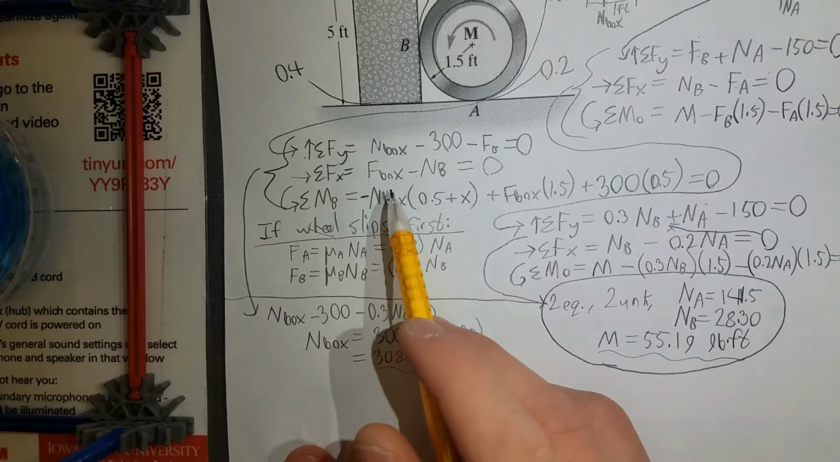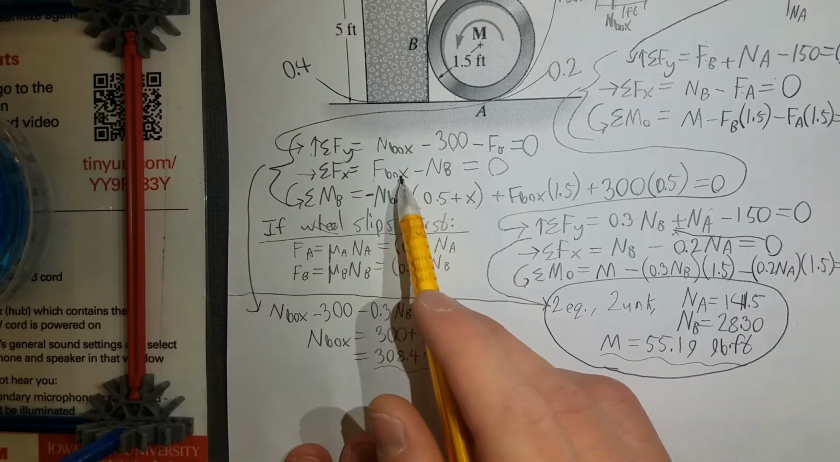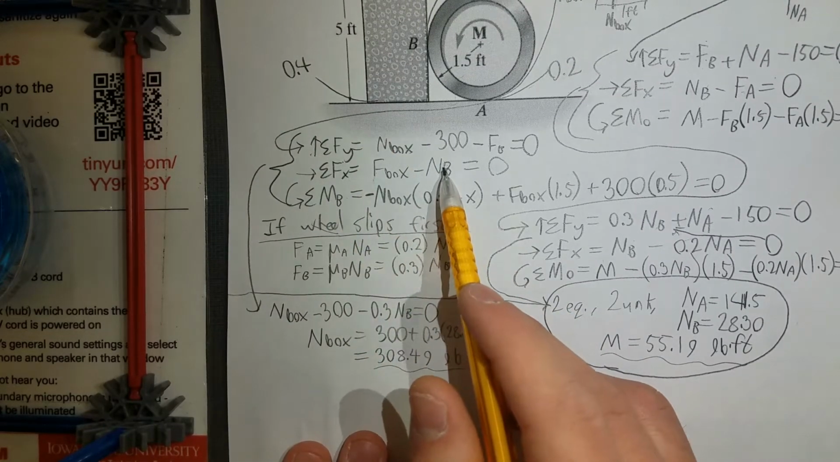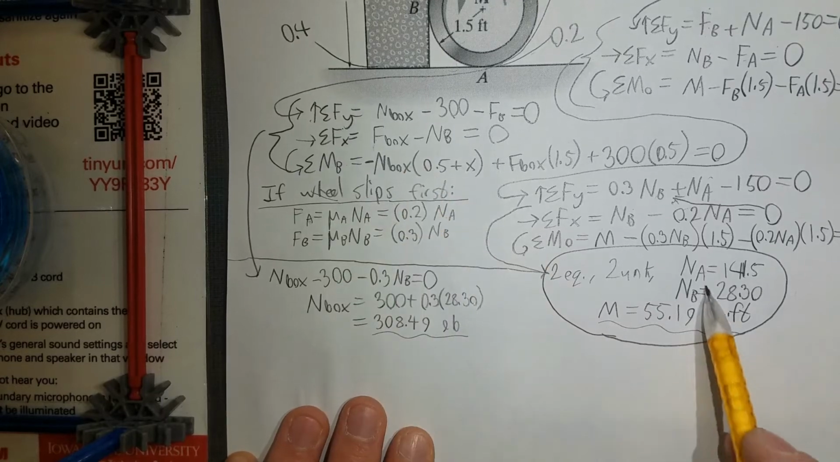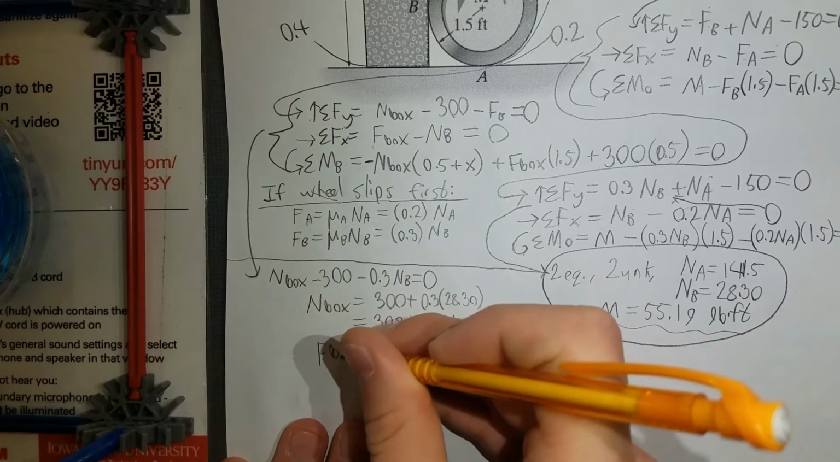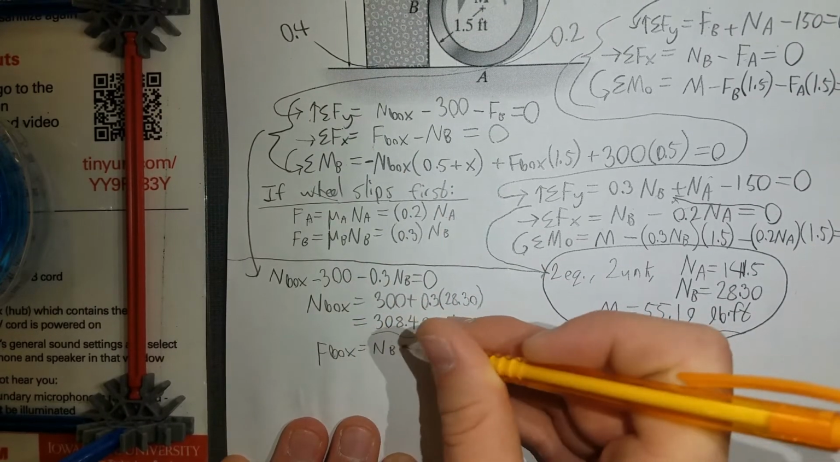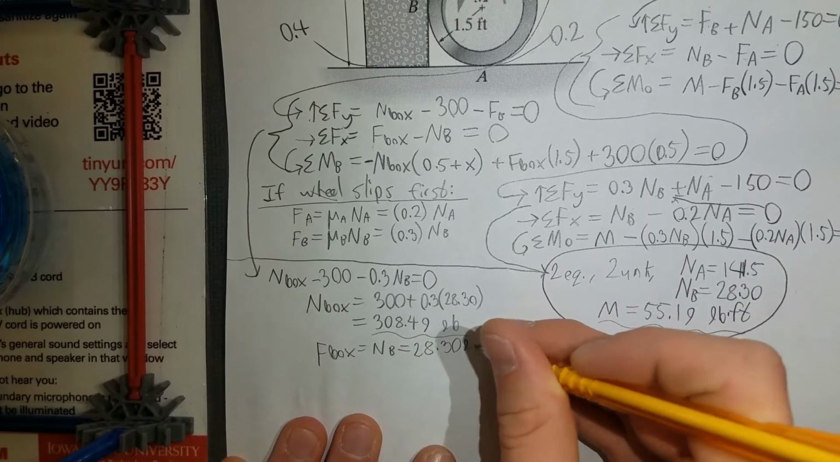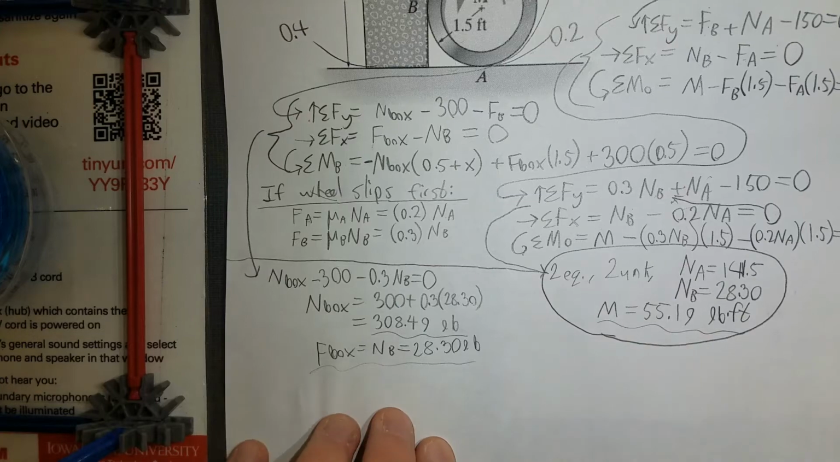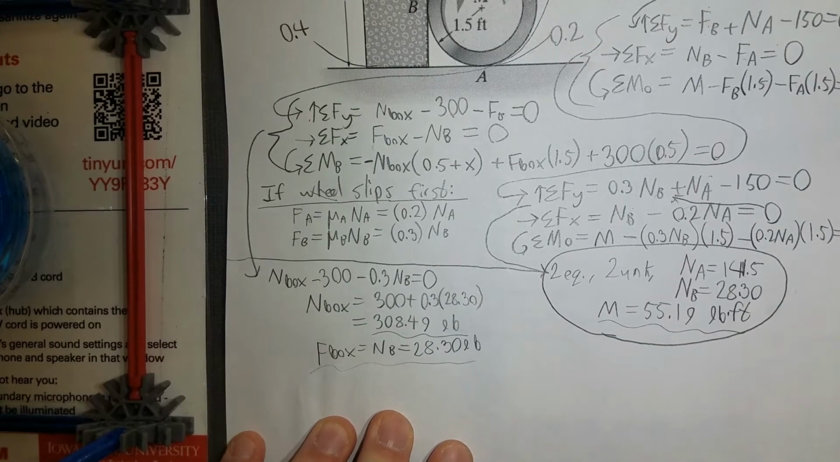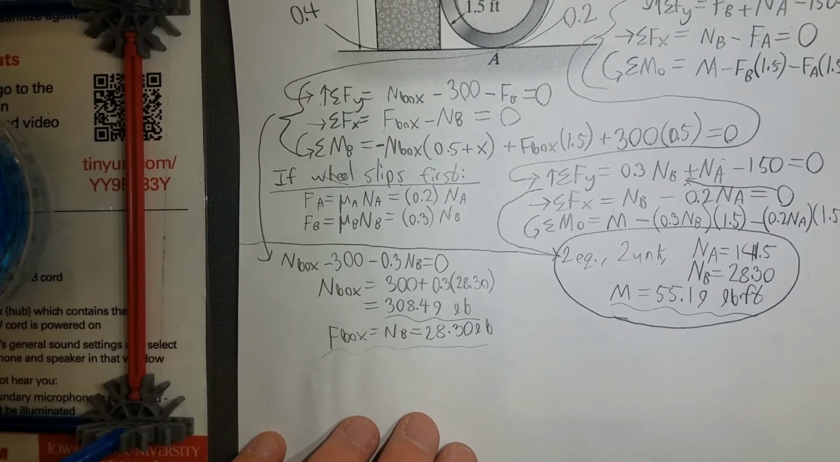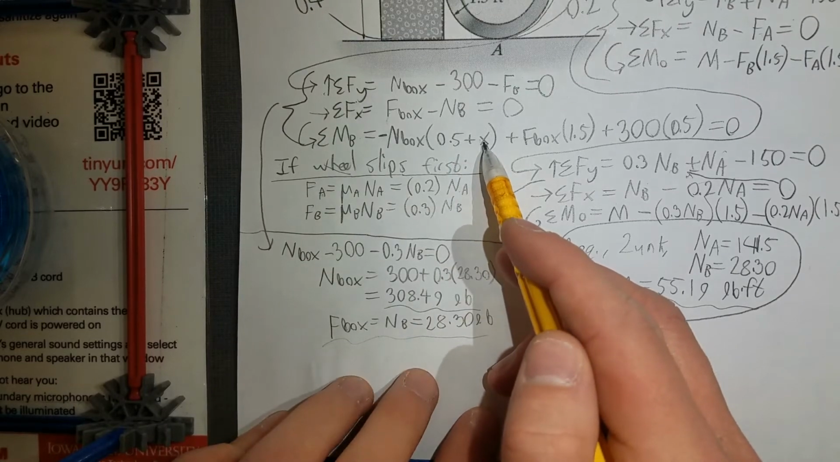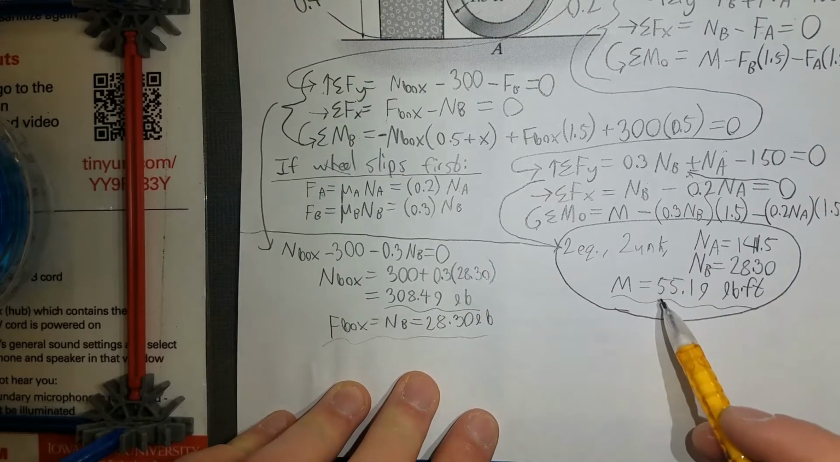Next, we can take a look at the friction of the box down here. So the friction of the box minus NB, that's essentially going to be equal to what NB is. So the friction of the box equals NB, which is 28.30 pounds. And then lastly, we can solve for what this x value is going to be in the case where the moment is equal to that.